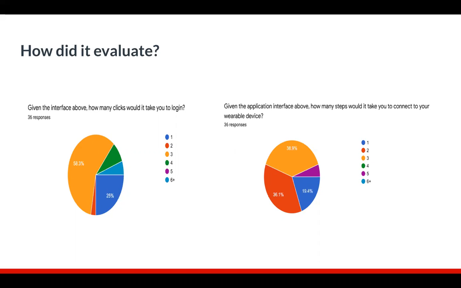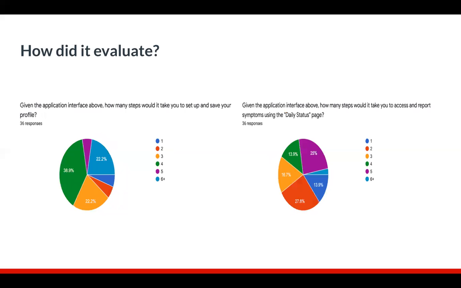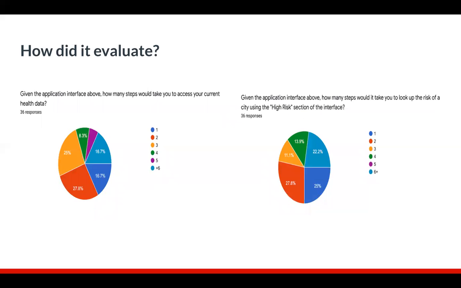And it asked the simple questions we were asking each other last week with our task analysis. Basically we asked each person to rate the number of steps it would take to complete that task. So you'll see here some of our examples. Some of them were about how long it would take you to log in, how long it would take you to connect to the wearable device. You'll see here also how long it would take to create your profile and save it, how many steps it would take to log your daily status, and so on and so forth.